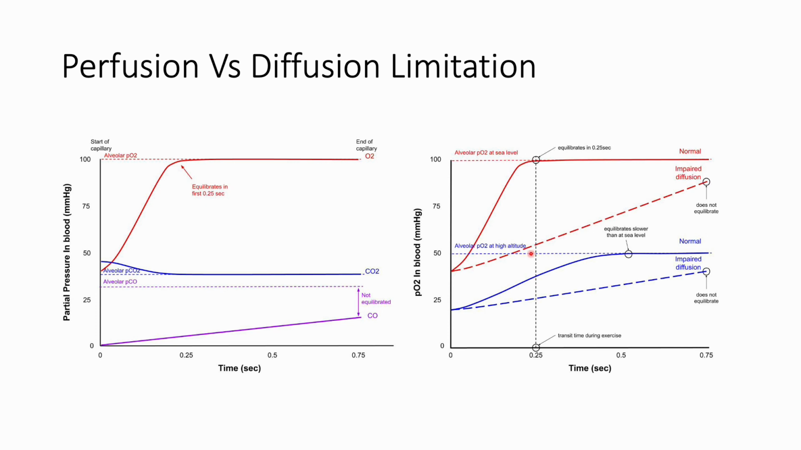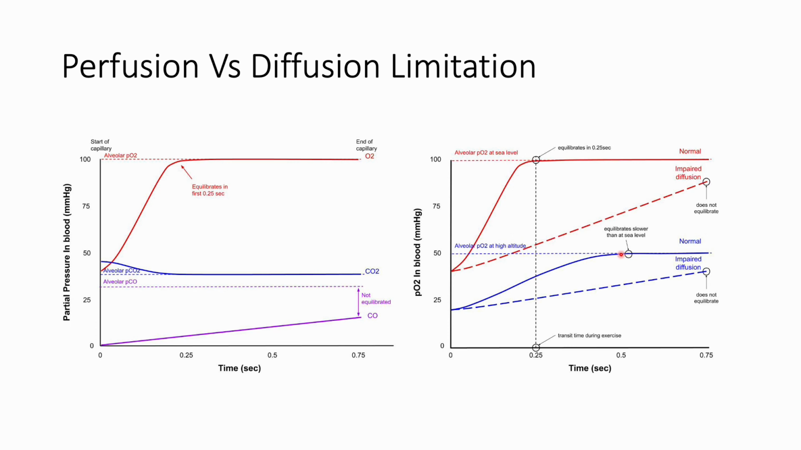So with high altitude, the barometric pressure is reduced, which means that the alveolar pressure, the arterial and the mixed venous pressures will also all be reduced. And in this example, we're using an alveolar pressure of 50 and a mixed venous pressure of 20. And it's illustrated that rather than taking 1/4 of a second for the pressures to equilibrate, it's taking longer than that, about 1/2 a second instead.